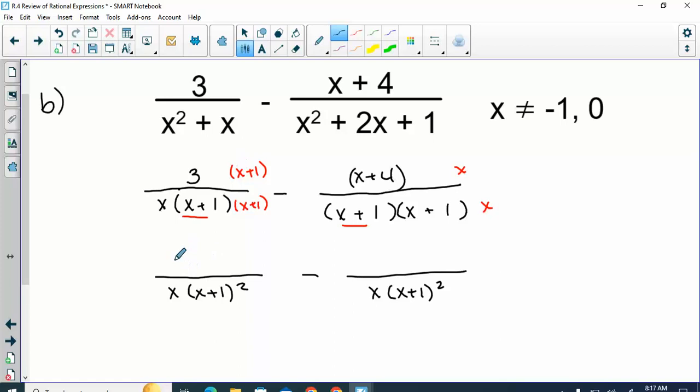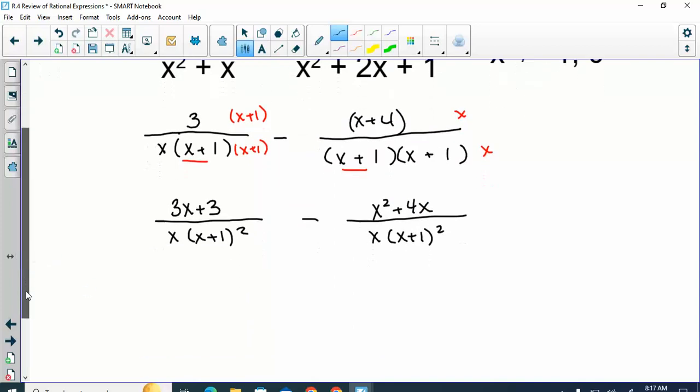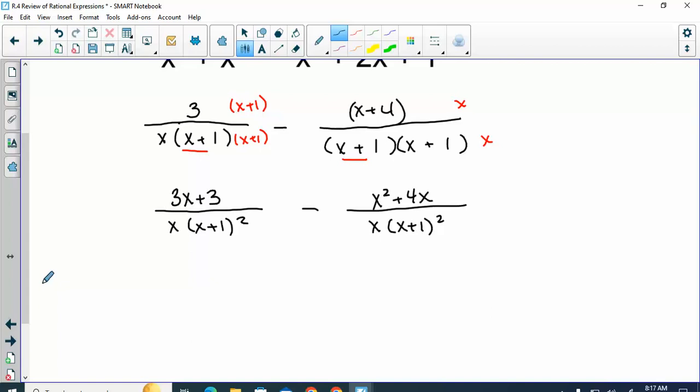So if I distribute my 3, we get 3x plus 3. This one, we distribute the x, so we get x squared plus 4x. But what do we have to watch? Negative. So I'm going to change this to a positive. Distribute that negative. On top we have a negative x squared, 3x and negative 4x is negative x plus 3.